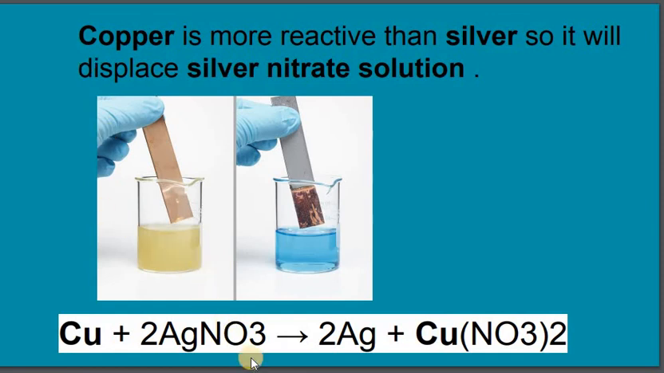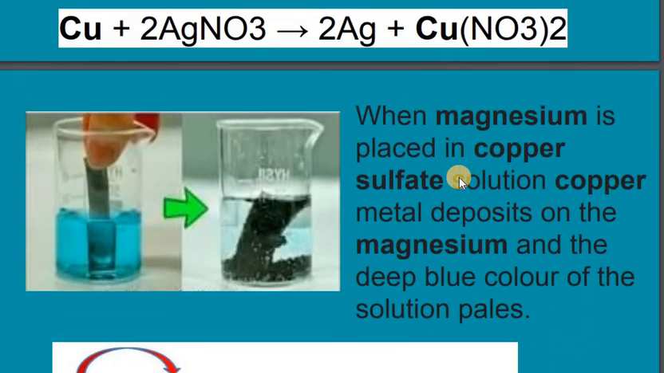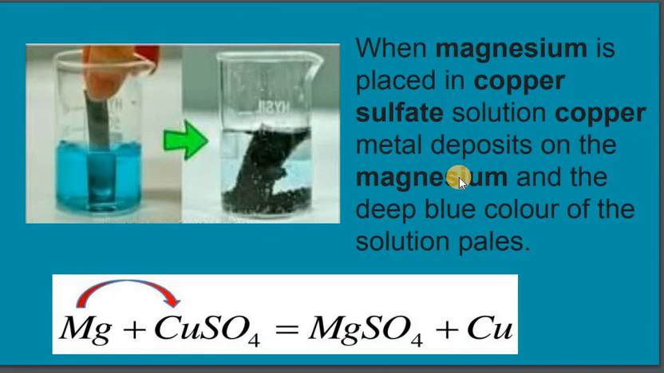When copper is added to silver nitrate, copper displaces silver. So copper is more reactive than silver, so it will displace silver from the silver nitrate solution. When magnesium is placed in copper sulfate solution, copper metal deposits on magnesium and the blue color of the solution pales. So here is the copper sulfate solution, and here you could see it is peeling away.